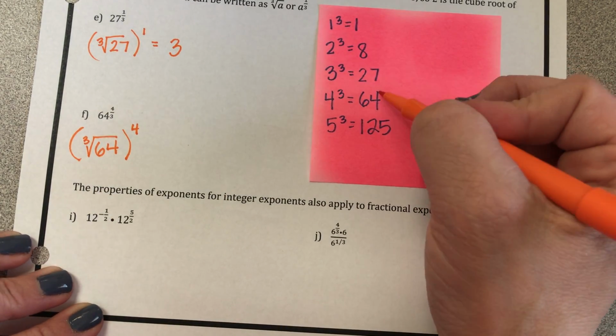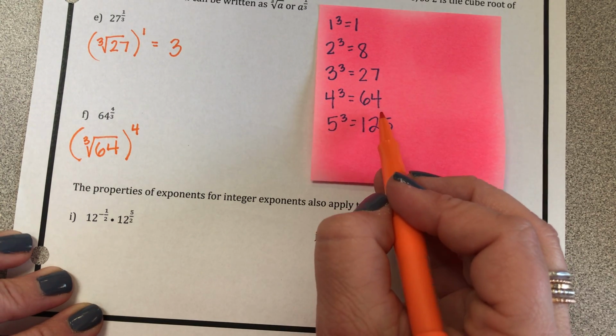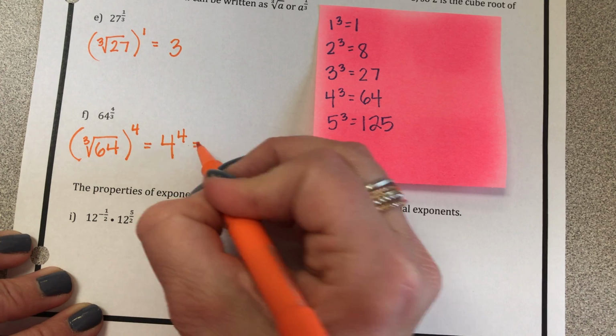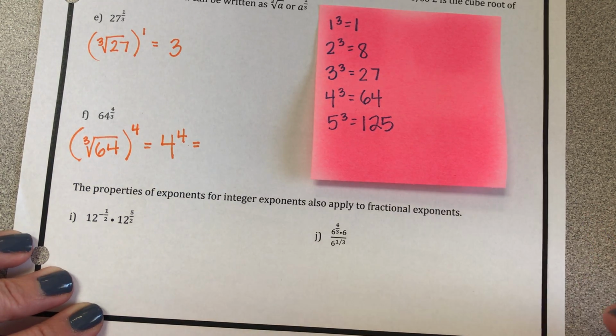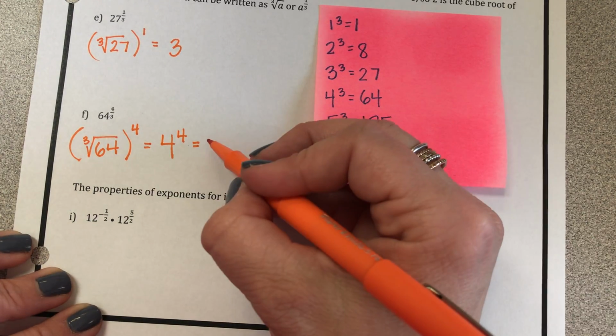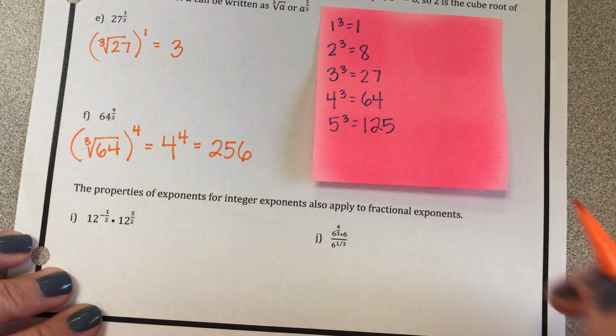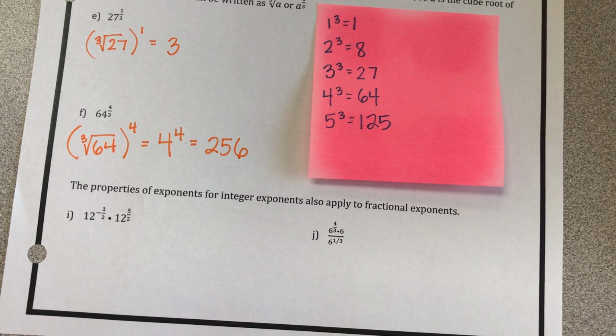So let's look on here. The cubed root of 64 is 4. So 4 to the 4th power, we know 4 to the 3rd power is 64. So then times 4 is 256.